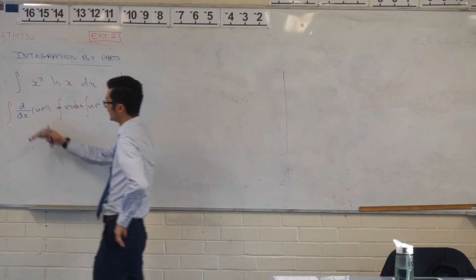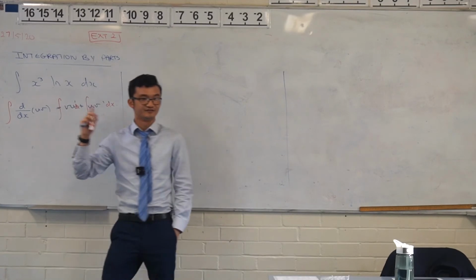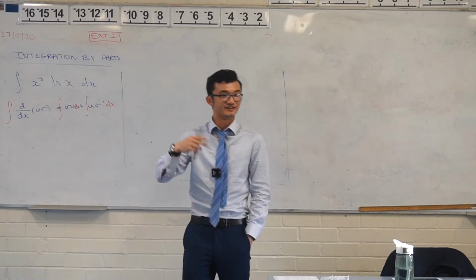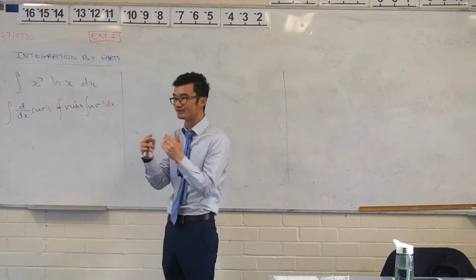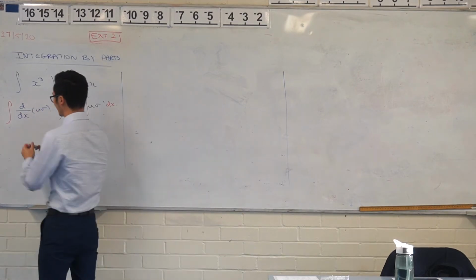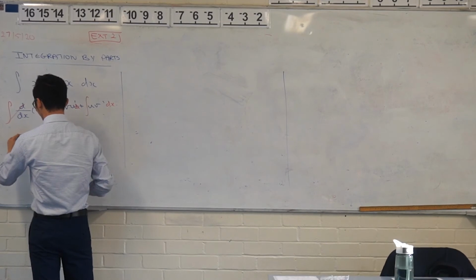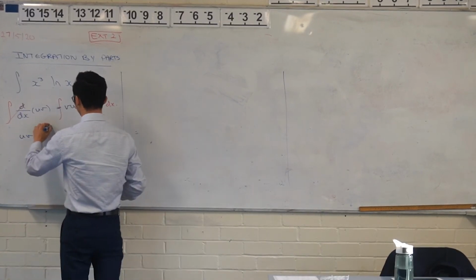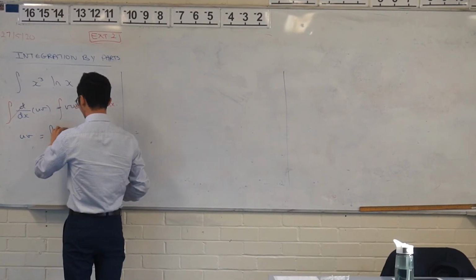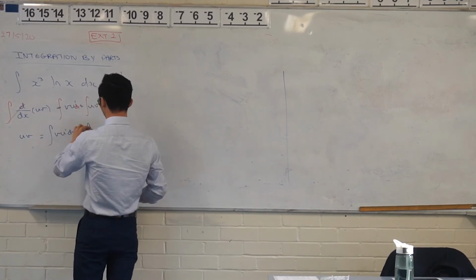And so this kind of process, these kind of cancel out, right? If you're integrating and differentiating, they're opposite operations, so these will just kind of go away. And what you're going to get left with is uv is equal to the integral of vu dash plus the integral of uv dash.